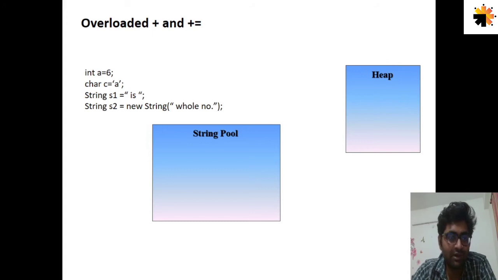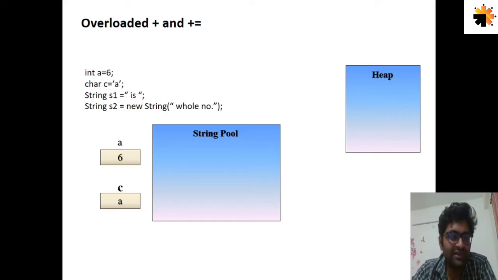So int a equal to 6. Now 6 is a value which is stored inside a. It's a primitive value, so it will not be stored in both of these memories. It is stored outside of these two memories. So I have represented over here a, which is holding the value 6, and char c equals 'a'. So 'a' is stored inside the c variable. Again, it's a primitive value which is stored outside of these two memories.